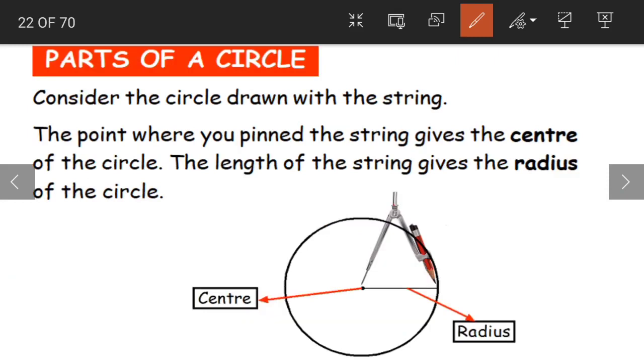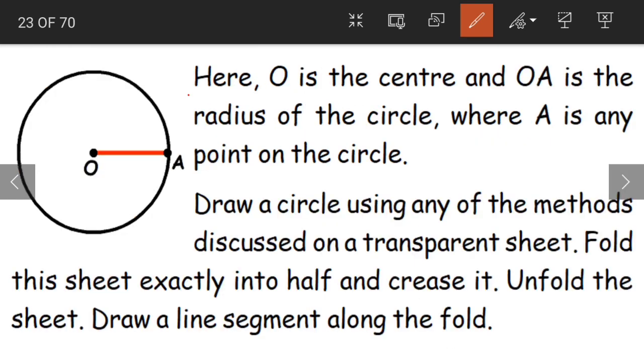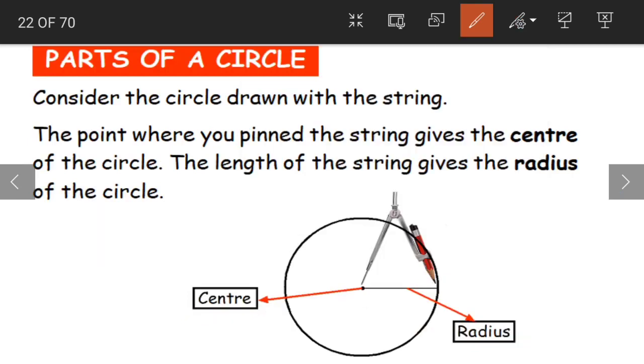See, even here they have shown us. We will place our compass here. We'll fix our compass needle here, so that becomes the center, and the distance from this center to the pencil becomes the radius of a given circle. Here O is the center and OA is the radius of the circle, where A is any point on the circle. Now from this, what can we understand?